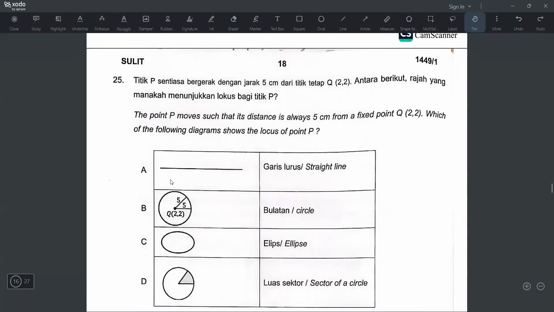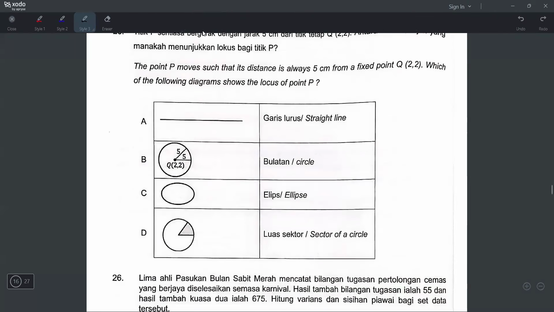Okay. All right, 25. Point P moves. Okay, locus. Yeah, whenever I see the word move, I know it's locus. I forgot if it's from Form 2 or Form 3 chapter lah, but yeah, it's a lower form chapter. So it says that the distance is always 5 cm from a fixed point Q. So it'll be a circle lah. It will be a circle surrounding Q and the radius is 5. Which of the following diagrams shows the locus of P?